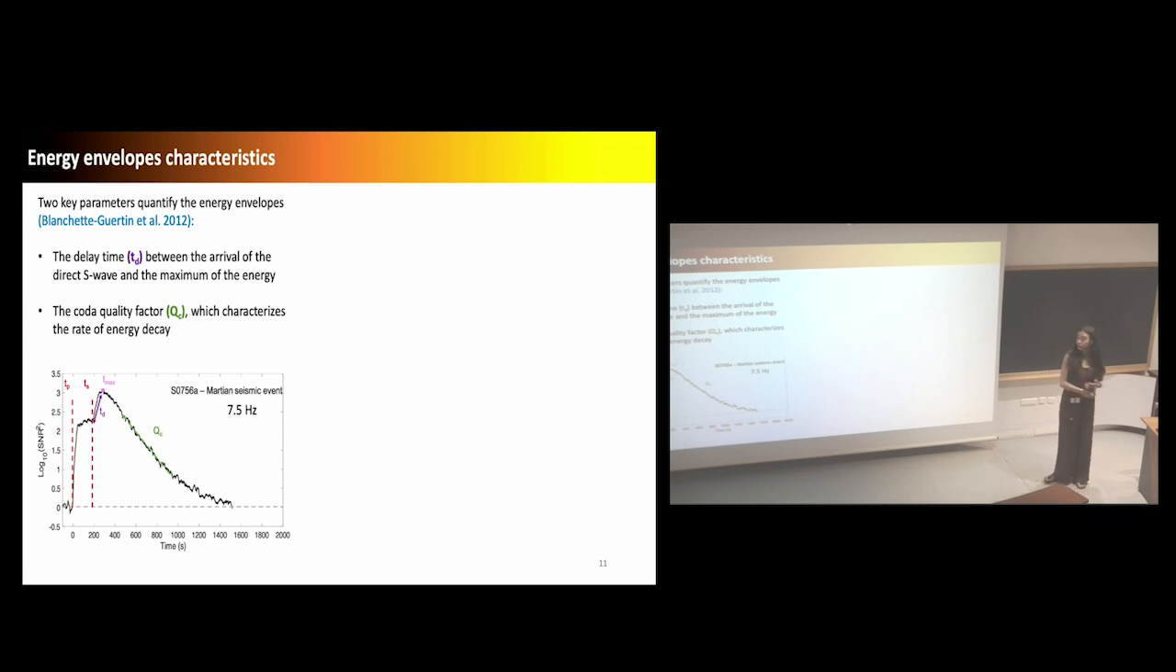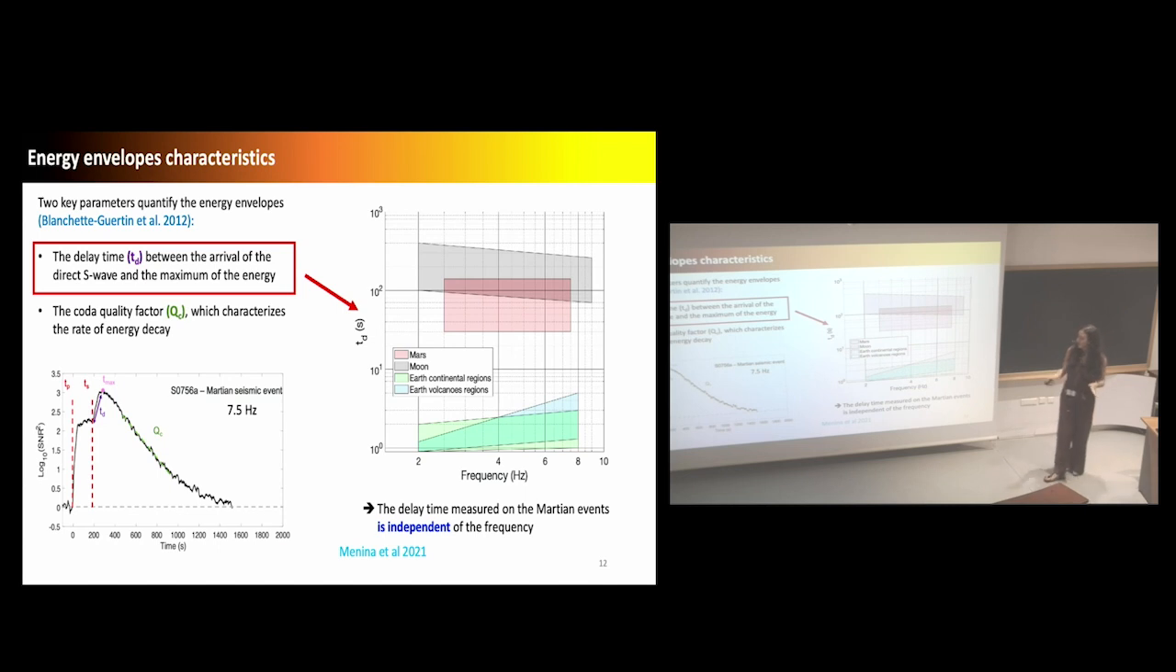We applied this measurement on all the very high frequency and also the impact events. If we start first with the delay, you can see here the result with a comparison between Mars, Earth crustal region, and also the volcanic region. So you have the delay as a function of the frequency. What we observe on Earth is a frequency dependency of this quantity. It usually increases with the frequency. On the Moon, we observed something quite different. We observed the opposite: this quantity decreases with the frequency.